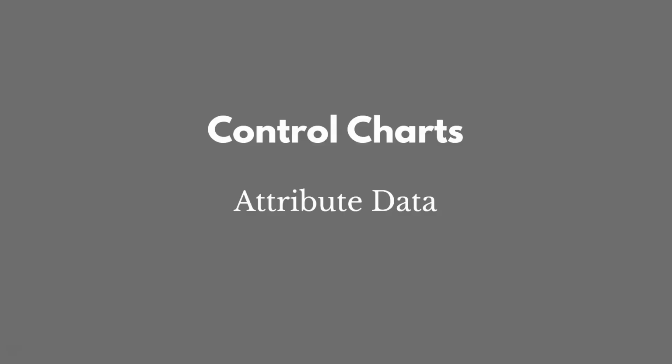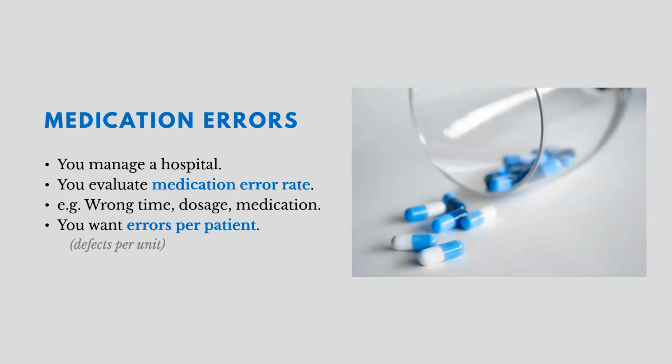So now let's look at a control chart with attribute data. Okay, let's imagine this scenario. We want to track medication errors at a hospital. So you manage a hospital and you evaluate the medication error rate, for example the wrong time, the dosage, the medication, and you want to understand errors per patient. In other words, defects per unit. How many medication errors do we average per patient?